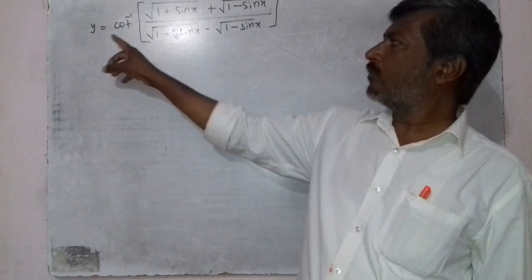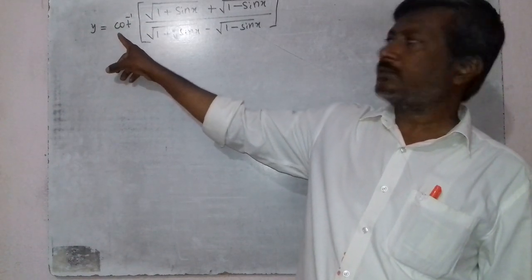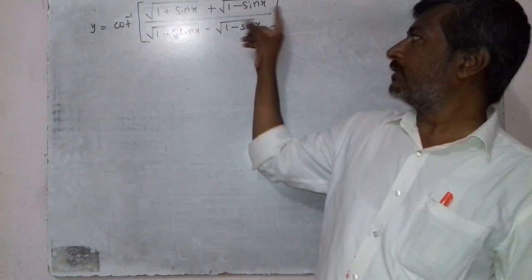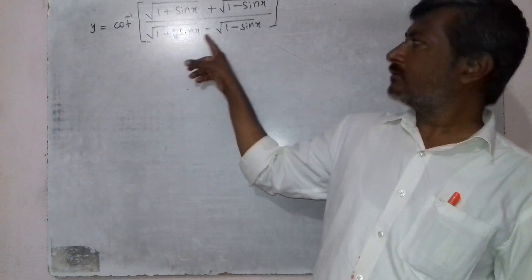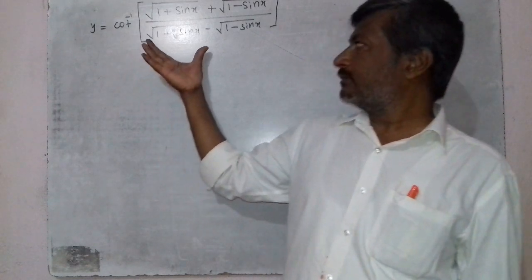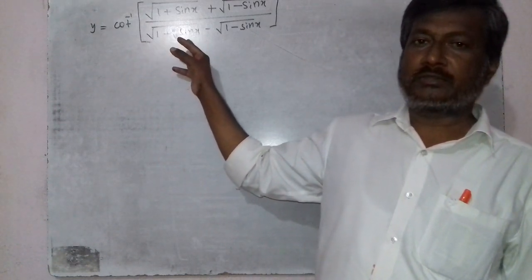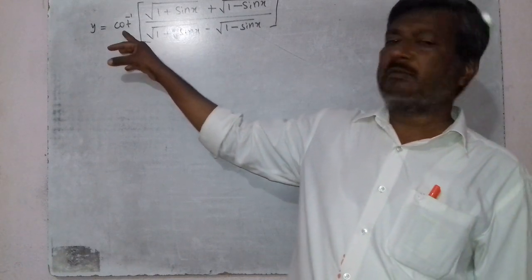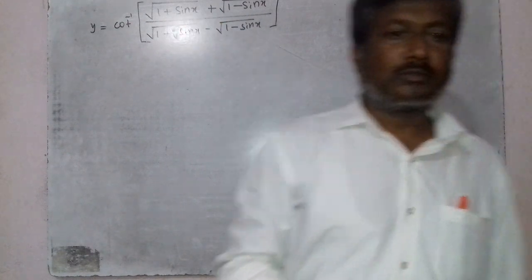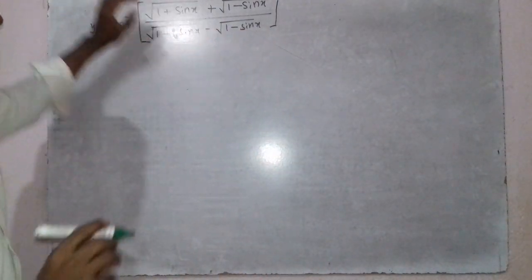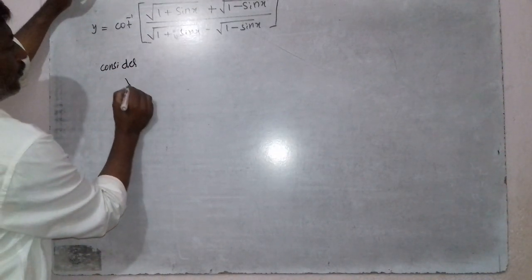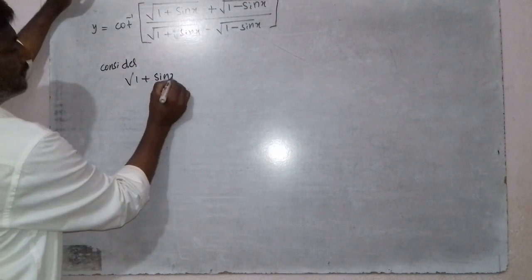Find the derivative of y equal to cot inverse of (root of 1 plus sin x plus root of 1 minus sin x) divided by (root of 1 plus sin x minus root of 1 minus sin x). This problem is already solved in the inverse trigonometric functions. So it may be tan inverse or it may be cot inverse. Therefore to solve this, first we have to simplify this one. Consider root of 1 plus sin x.